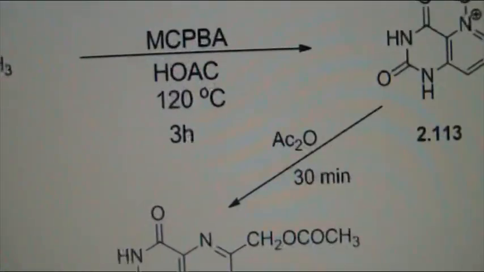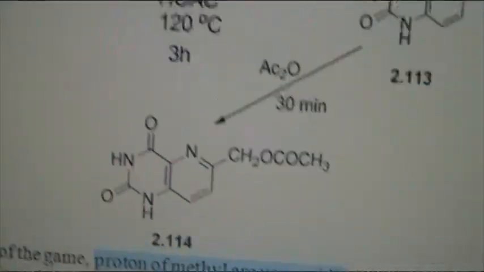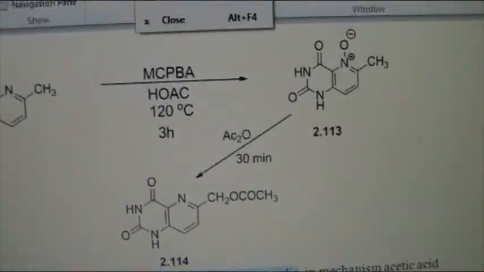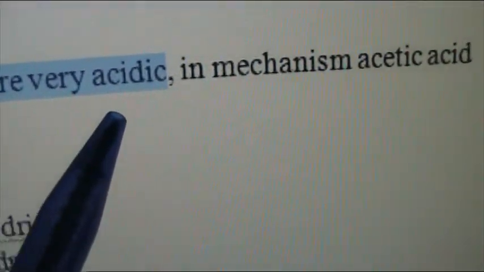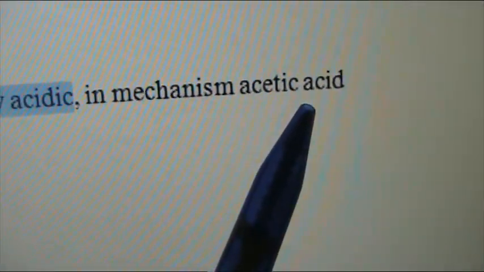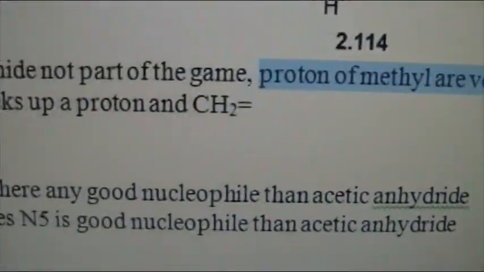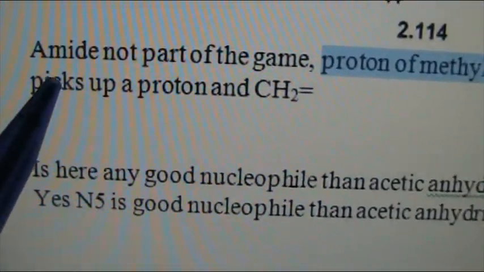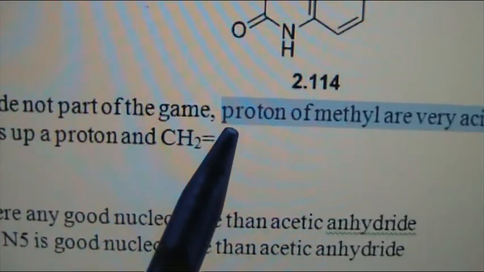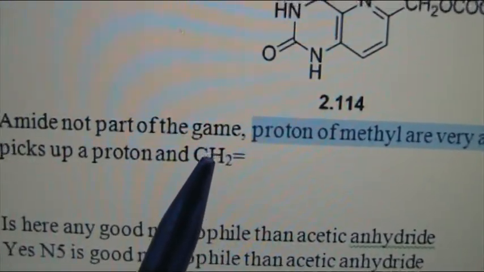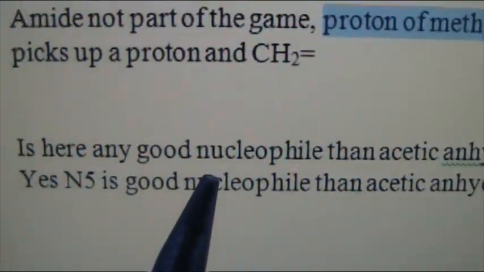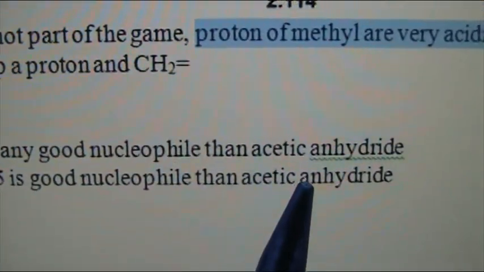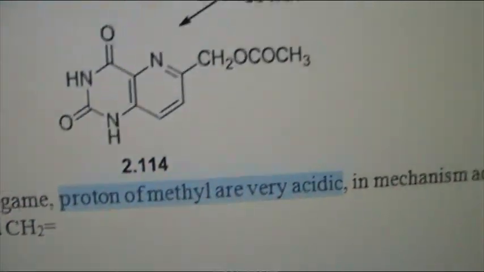You think about what happens. Okay, let's see what happens. Proton, we said. The next thing after that is in the mechanism. Acetic acid picks up a proton, and what is left is CH2. Is there any good nucleophile? Then there is acetic anhydride in this reaction.